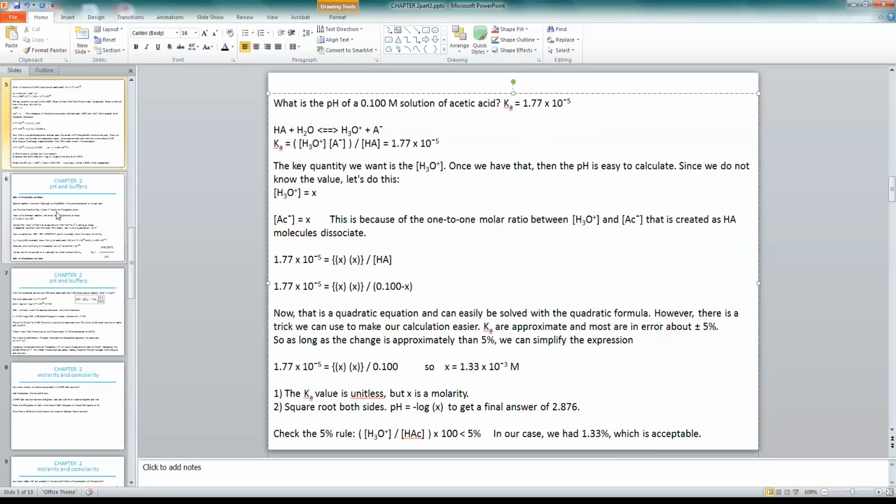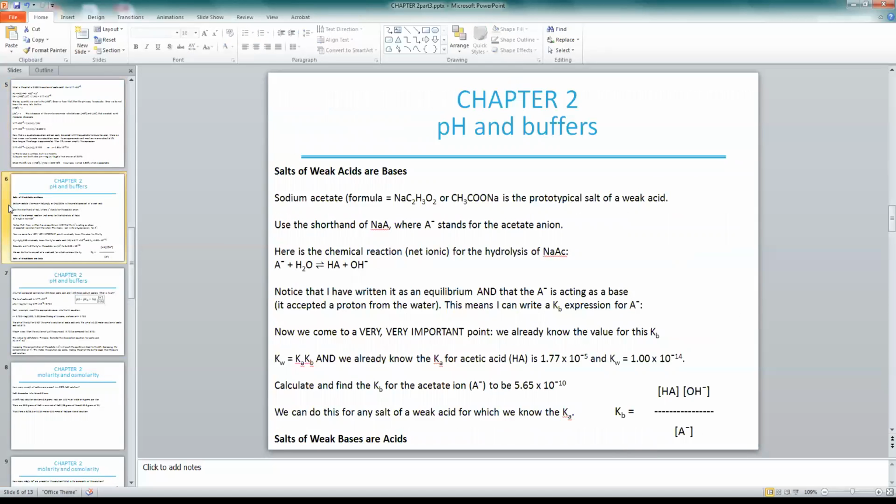So let's take a look then at weak acids and their salts. If I take sodium acetate, that would be a prototypical salt of a weak acid. If I use the shorthand of NaA, where A- stands for my acetate anion, then I have a chemical reaction, or a net ionic expression, for the hydrolysis of this salt, my NaA. If I do that, you're going to notice I have my acetate reacting with water, and that's going to form an acid.